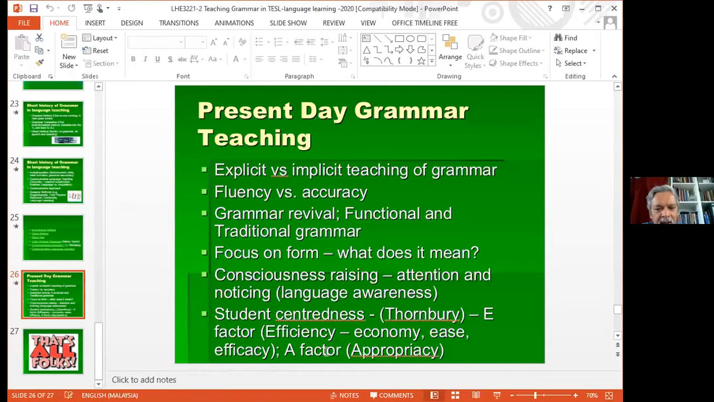There is also an A factor, which is appropriacy. What we teach needs to be appropriate to our students, in terms of content, culture, context, motivation, and need. All these things are related to the A factor, appropriacy. So we'll have to think about the kind of materials that we use, whether they are appropriate. If they're not completely appropriate, it doesn't mean we throw them into the trash can, but we can modify them.